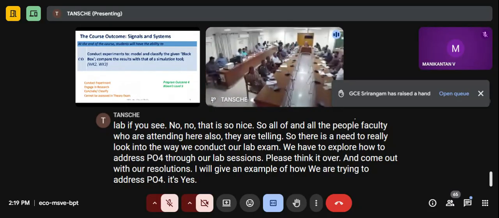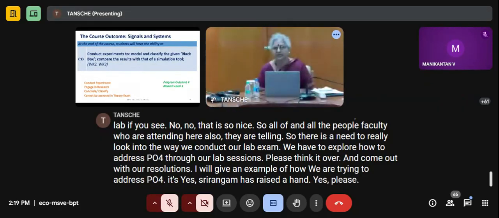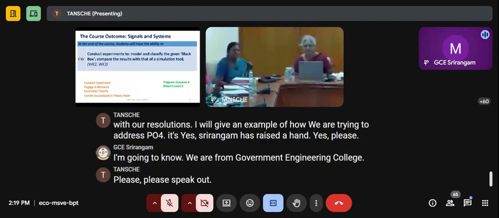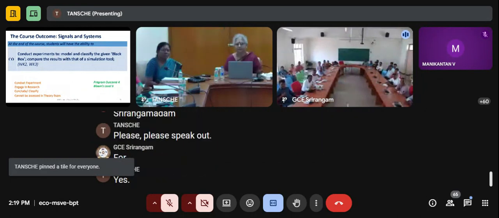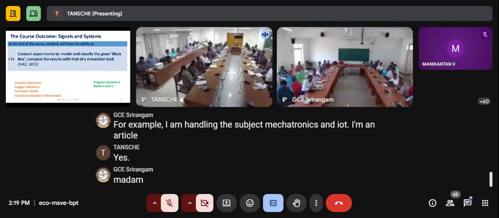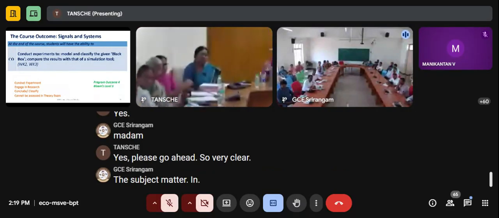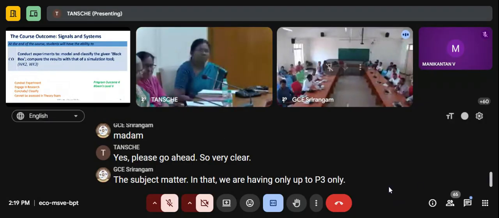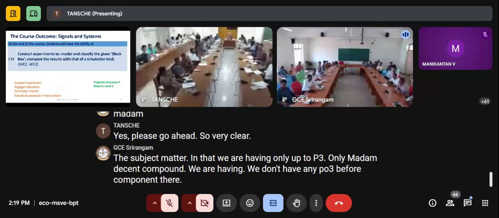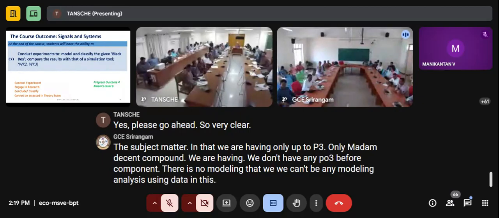Yes, Srirangam has raised a hand. Yes, please, madam. Good afternoon. We are from Government Engineering College, Srirangam, madam. For example, I am handling the subject mechatronics and IoT. In that, we have only up to PO3, the design component. We don't have any PO4 component. There is no modeling in that. We can't do any modeling analysis using data in this course, ma'am.